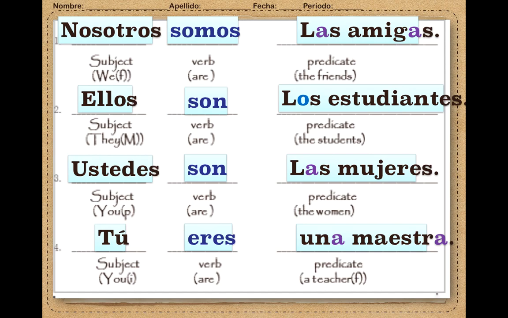The only thing that will be different that I didn't add in the samples is if, for number one, I were to say "we are not friends." The word for "not" in Spanish is no, and it will go before the word somos. So the no will always go before the verb. It will read nosotros no somos las amigas. Ellos no son los estudiantes. Ustedes no son las mujeres. Or tú no eres una maestra. So whenever we use the word "don't" or "not," it has to go before the verb conjugation.